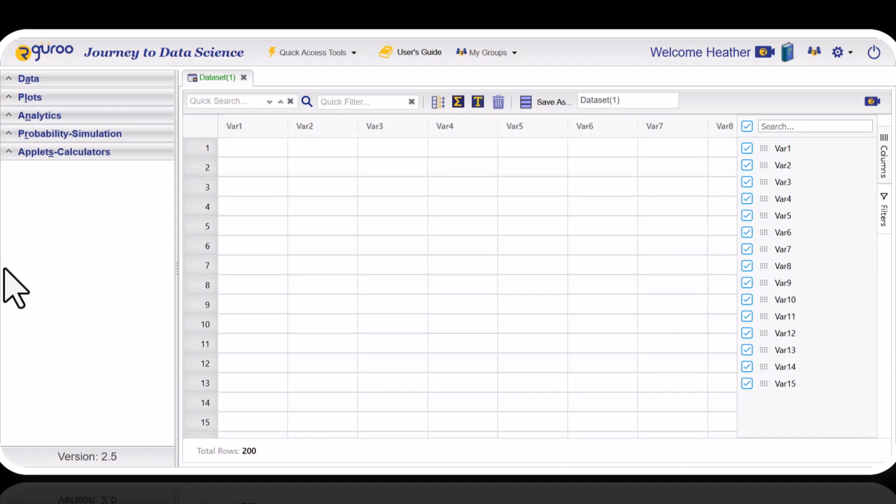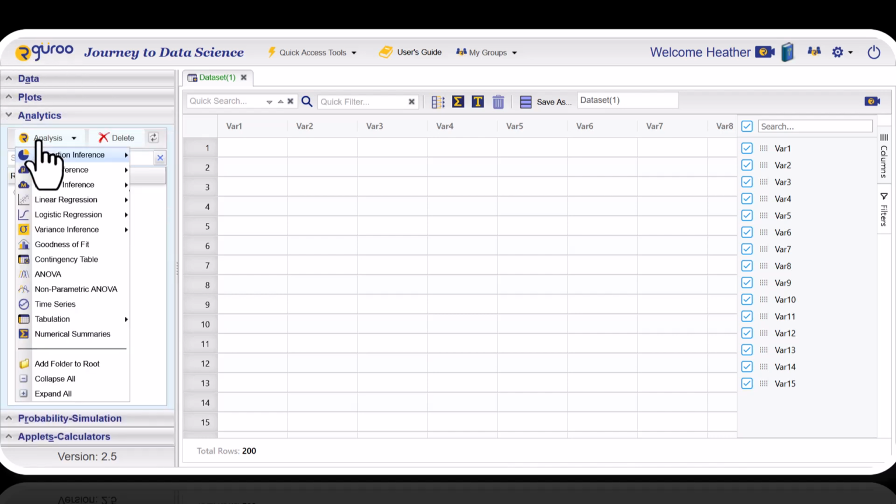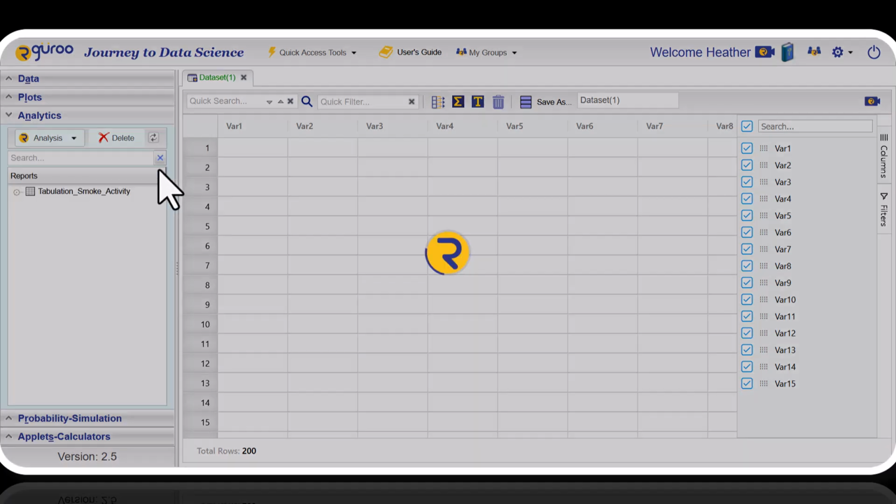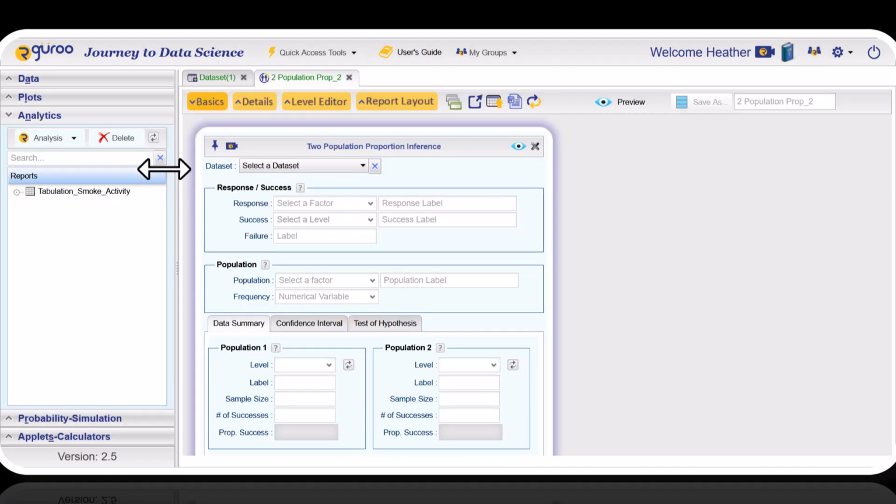When you log into RGuroo, your screen should look something like this. You're going to come to the left to this accordion menu and select Analytics, Analysis. Then we want proportion inference, and we want two populations. We don't have a data set, so instead we have to go down to the bottom of the screen and enter the data summary.